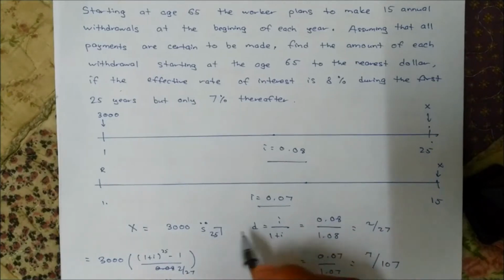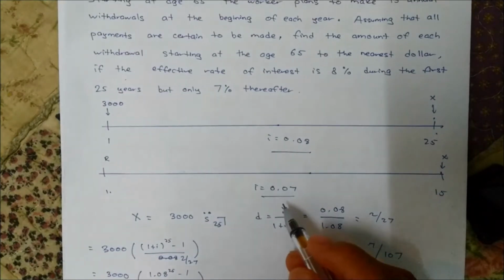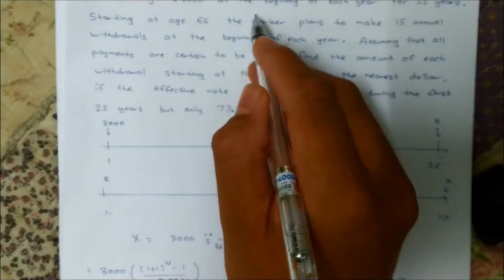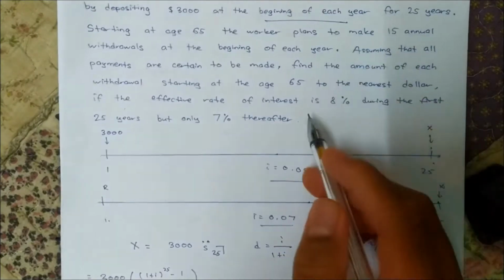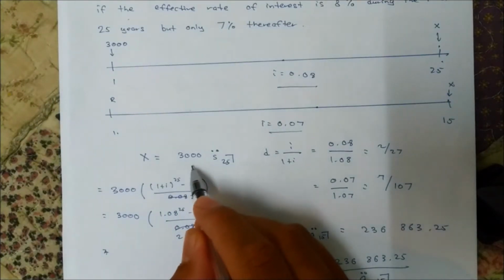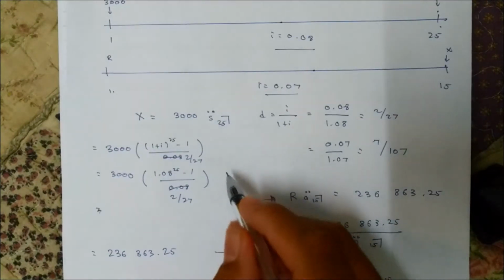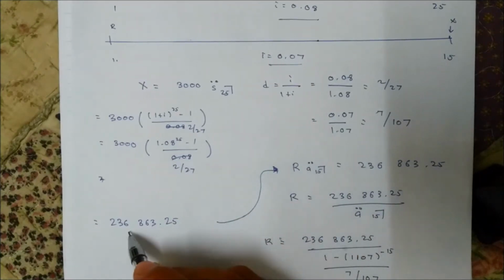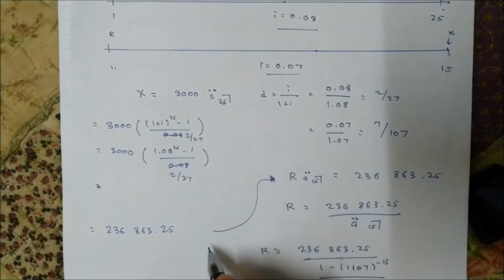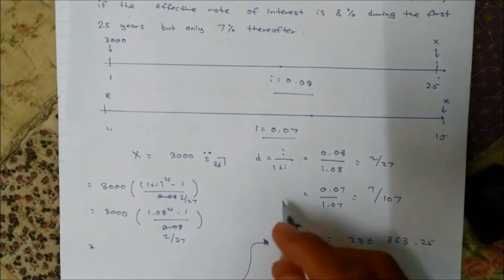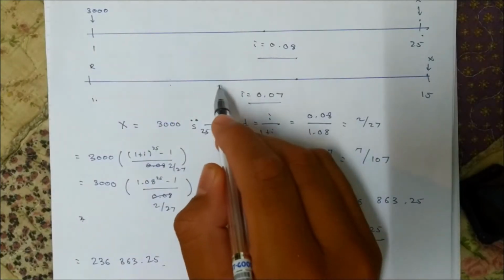So firstly, we need to calculate the amount of fund that has been accumulated. Since the question said that the worker deposits at the beginning of each year, we will use the formula 3000 times s double dot angle 25, which, using the calculation, we will get $236,863.25. And the value we get here is actually the present value for the withdrawal series here.